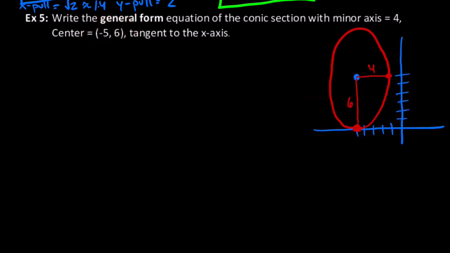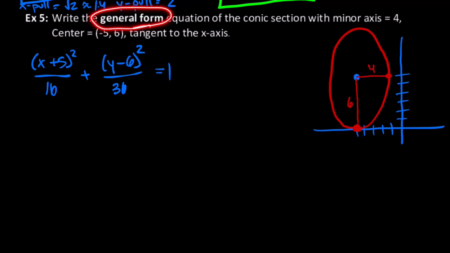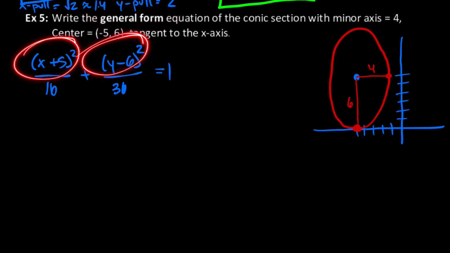Okay, so let's write that equation. X minus the x coordinate, that'd be x plus 5 squared over x pole squared, which is 16, plus y minus the y coordinate of the center squared over the y pole squared, which is 36, equals 1. Great, I'm done. Except we're not. General form. Ugh. So general form, guess what? We've got to do some algebra. We've got to FOIL those out, and we've got to get rid of these denominators here.